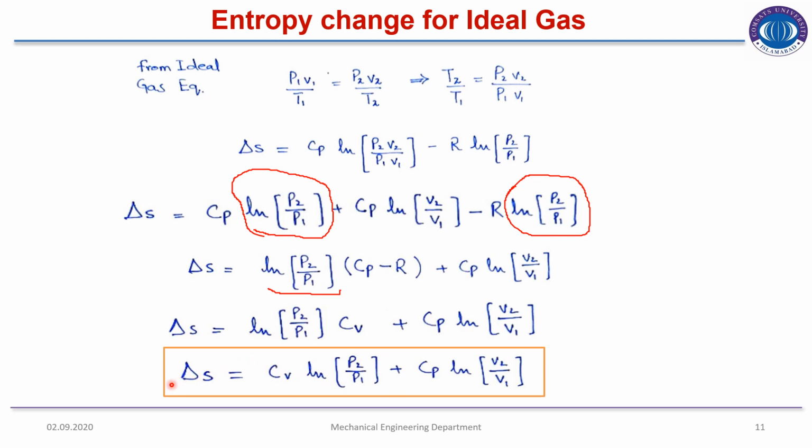So the final relation for the entropy change for an ideal gas is del S equal to Cv natural log P2 over P1 plus Cp natural log V2 over V1. That is the relation that does not contain a temperature term. So we have all three relations. The first one contains temperature and pressure, the second contains temperature and volume, and the third contains pressure and volume.